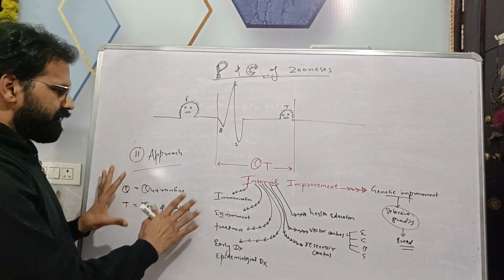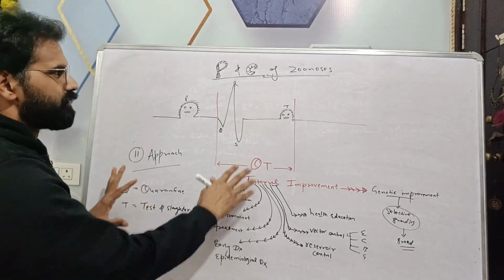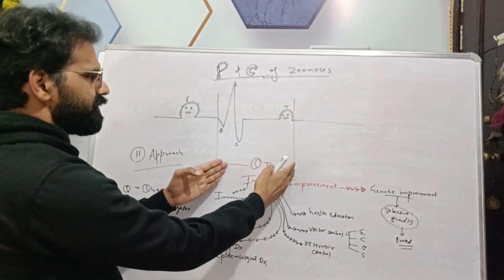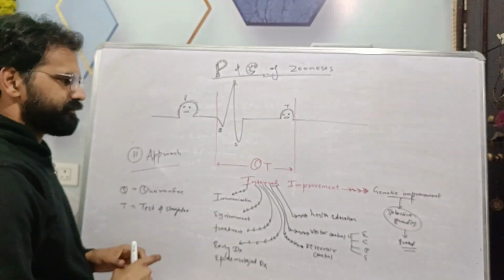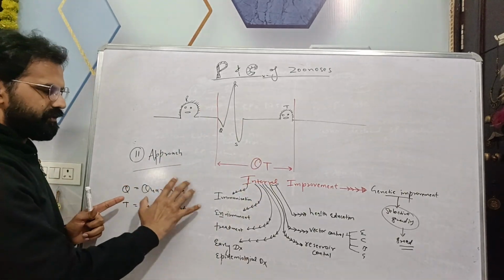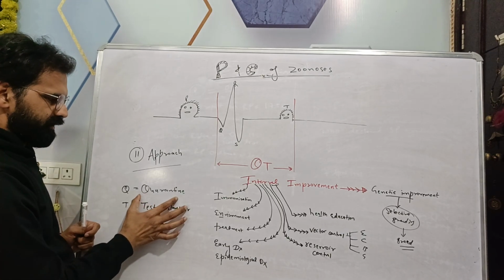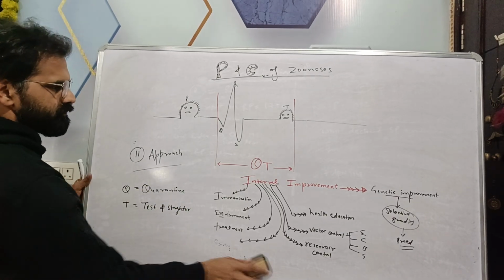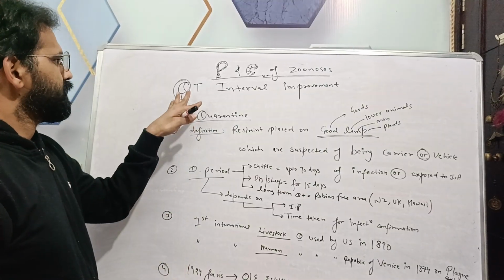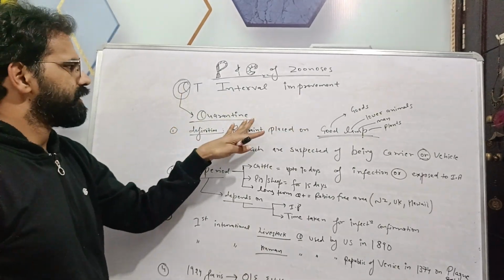So these are the 11 approaches for the prevention and control of zoonosis, and their mnemonic is QT interval improvement. We'll discuss each approach from the important MCQ point of view. So first is quarantine.